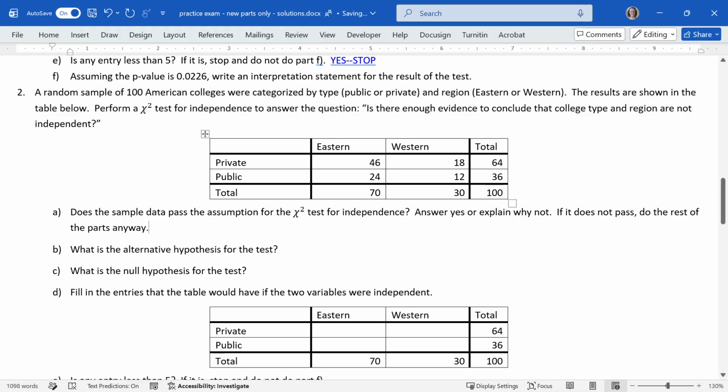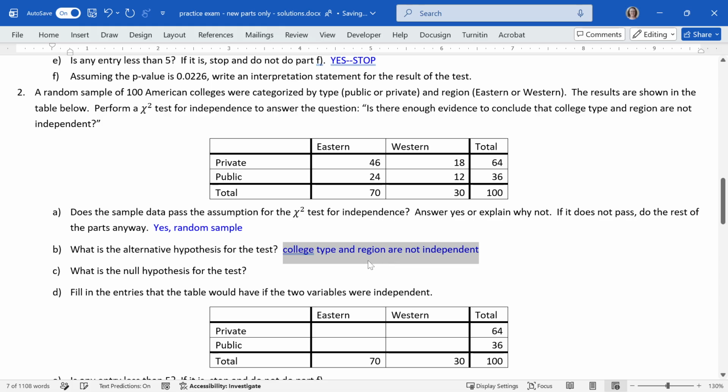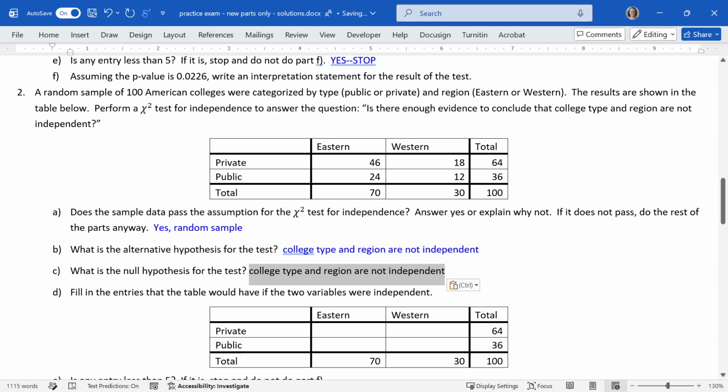Is it a random sample? Yes, it was. I sampled this myself. I think I used the college scorecard data from the US Department of Education. Yes, random sample. What is the alternative hypothesis for the test? It's that college type and region are not independent. So the null hypothesis then is going to be that they are independent, the opposite of the alternative.